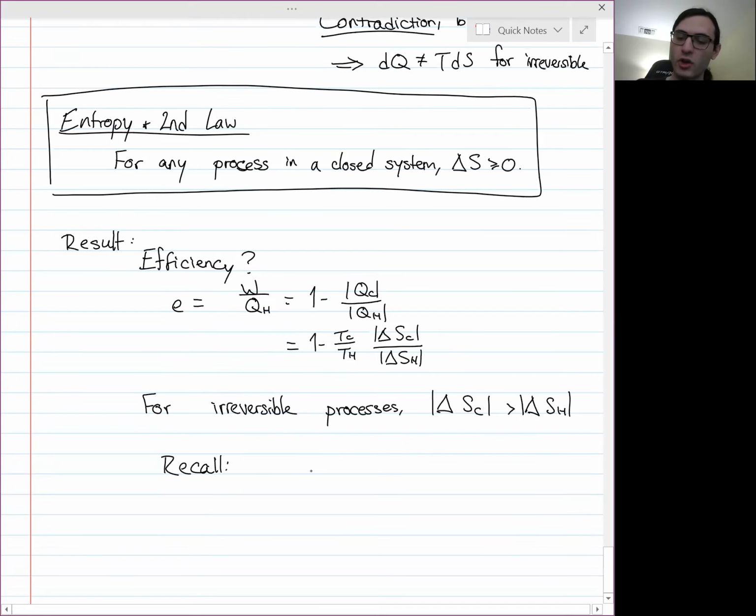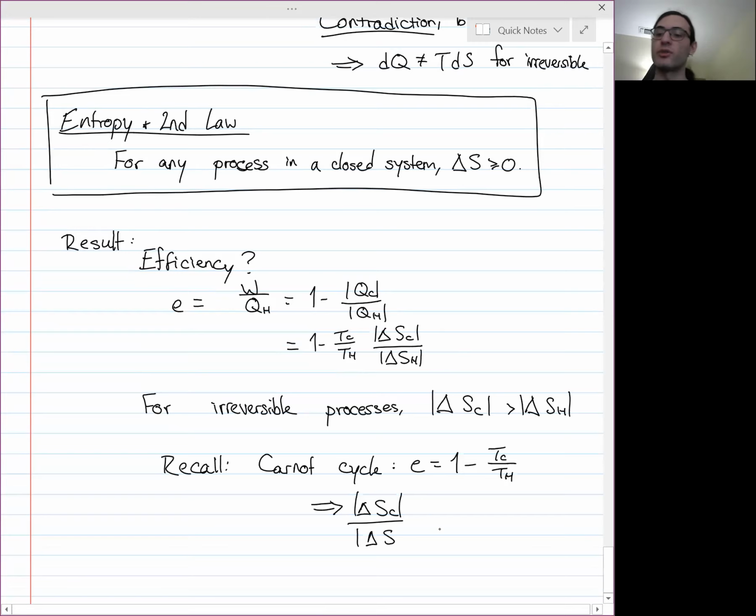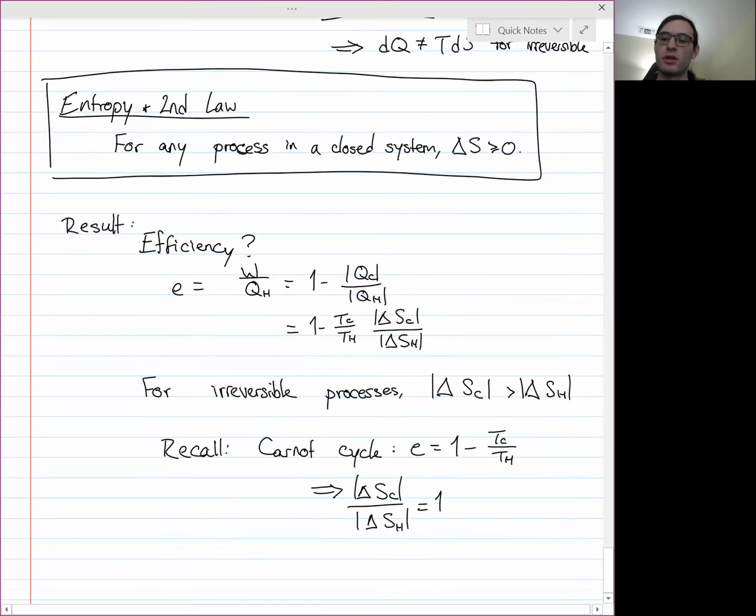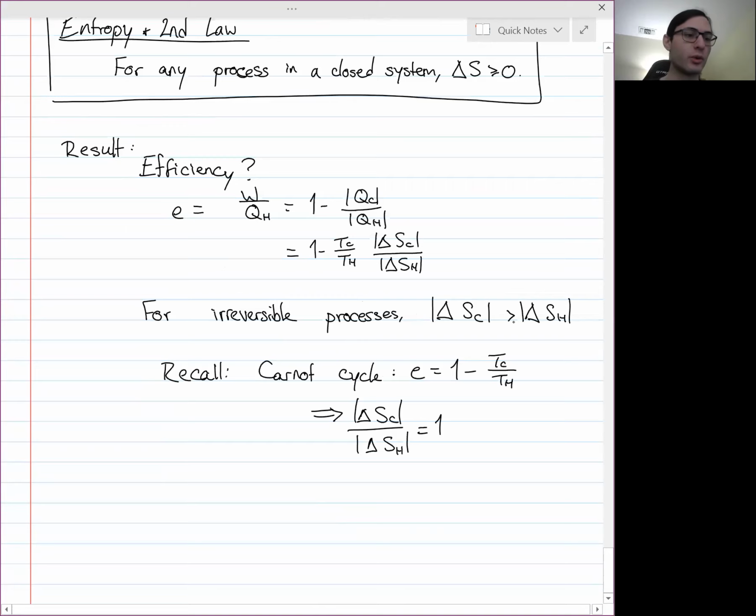For a Carnot cycle, the efficiency is 1 minus TC over TH, which implies that delta SC over delta SH is equal to 1 for a Carnot cycle. I should put greater than or equal to there. So this is a nifty, strange thing that we can do now. This is like an explicit mathematical proof that the Carnot cycle is the most efficient type of engine.